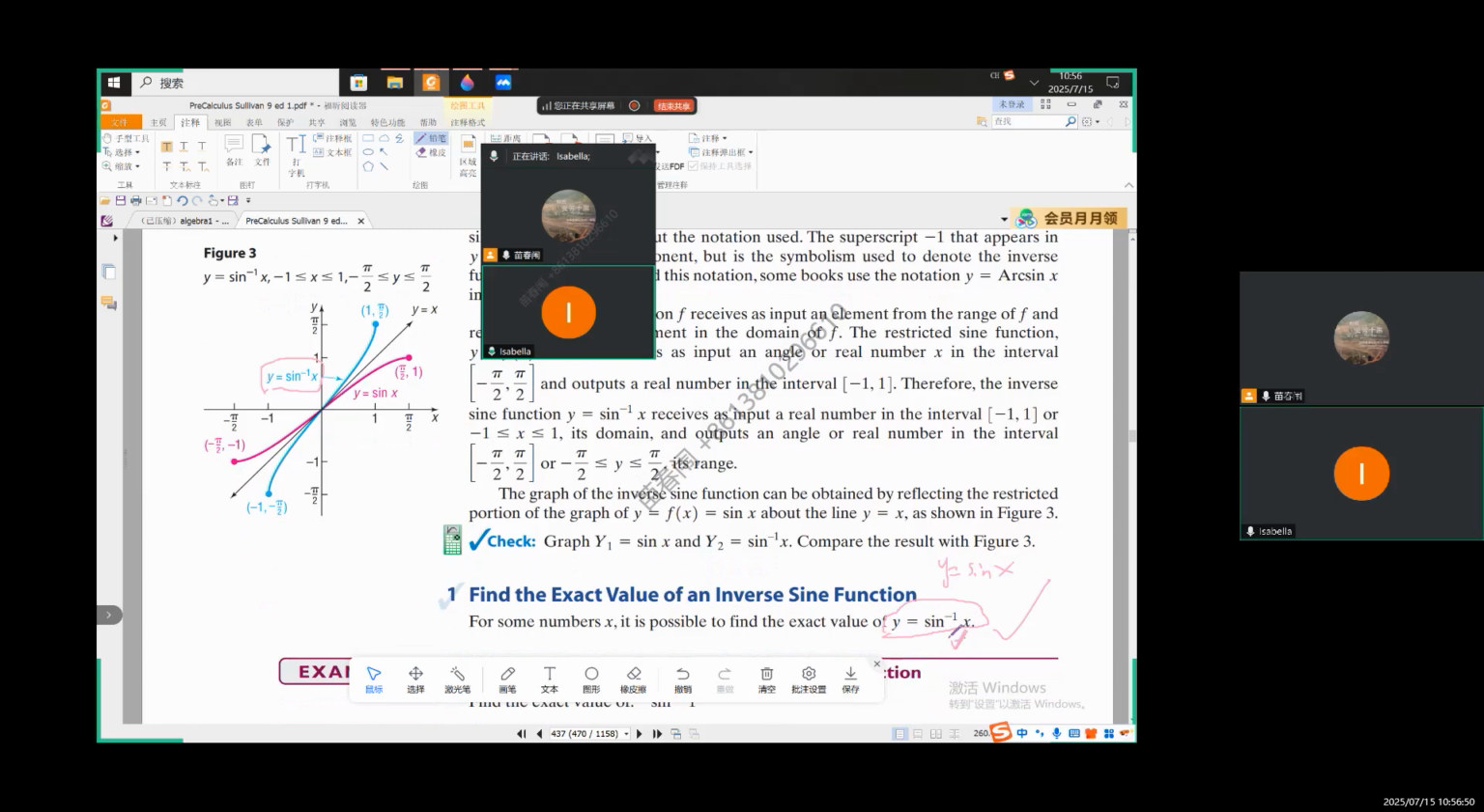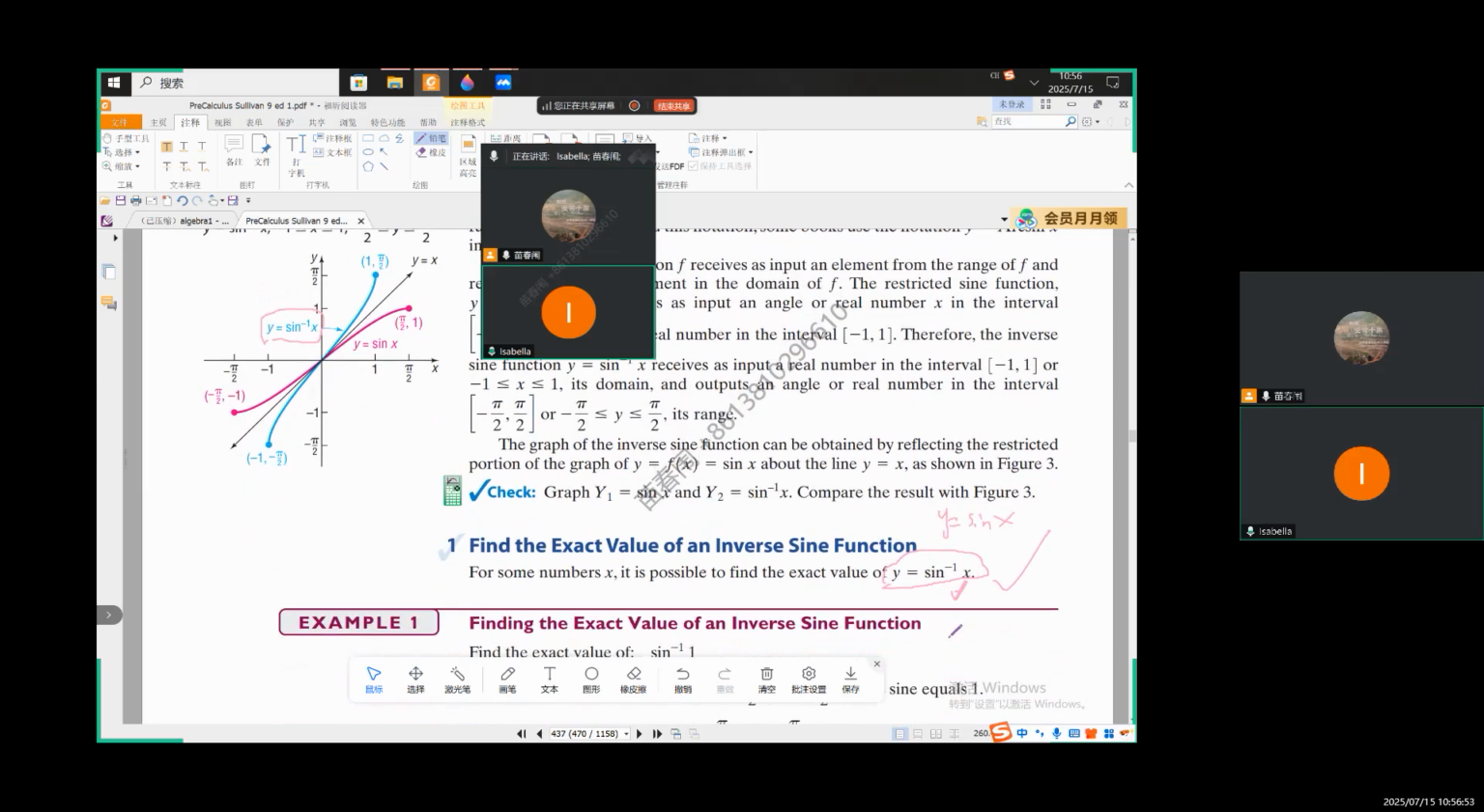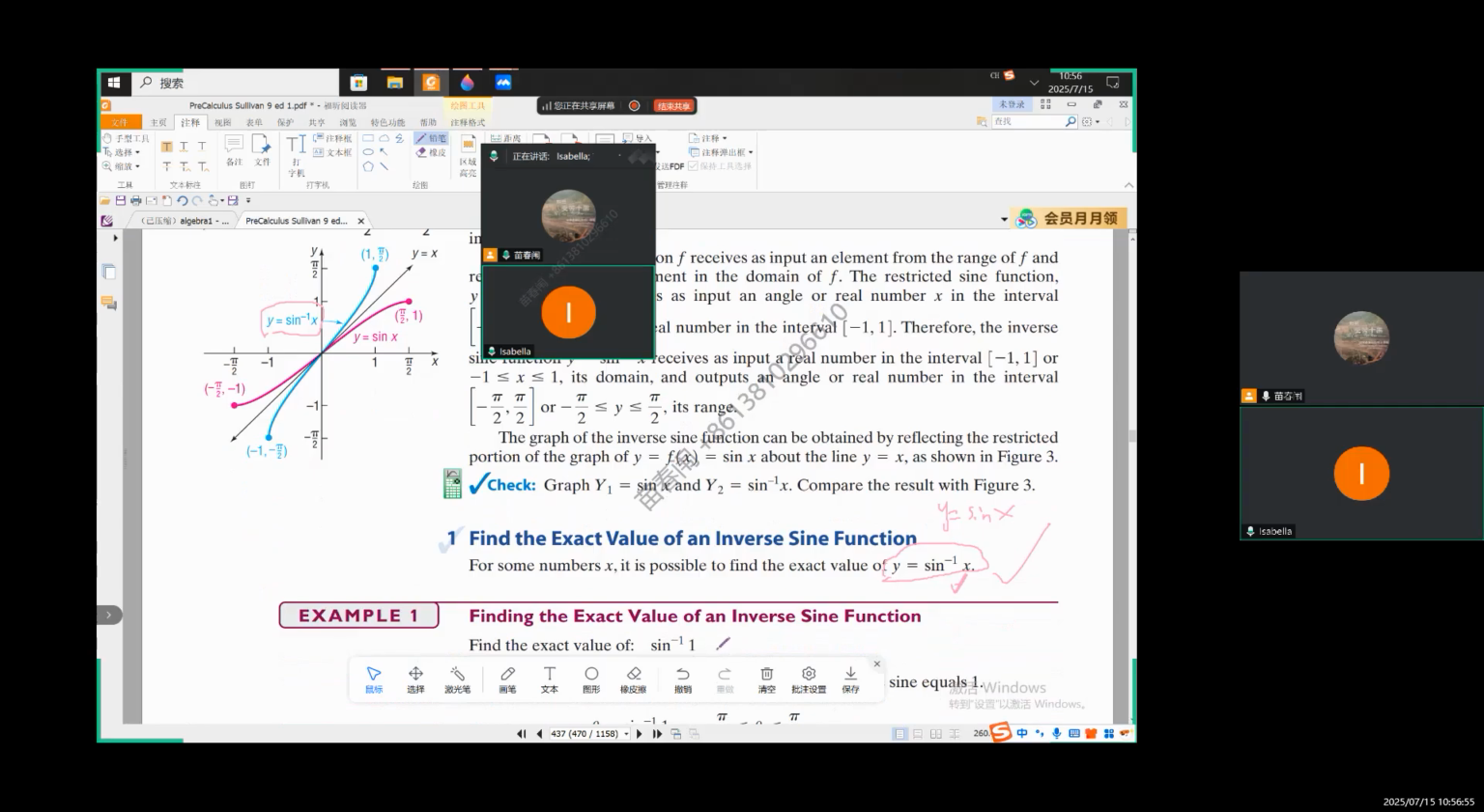So it would be sine inverse. For example, if I have to find when sine x equals 1, then x equals pi over 2, right?